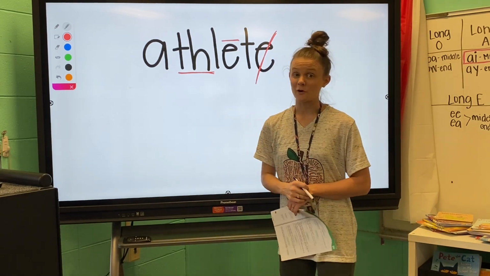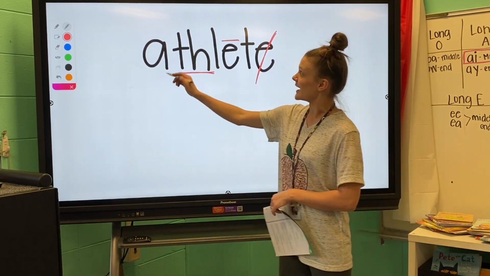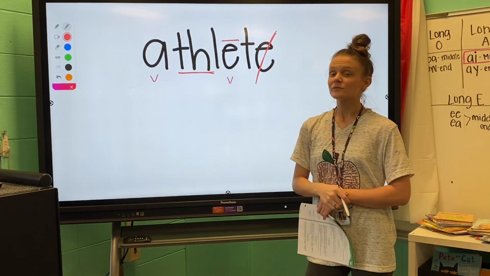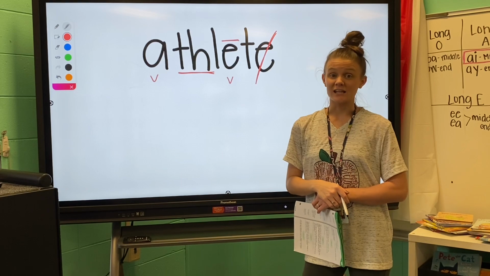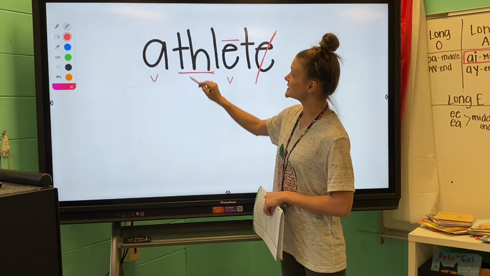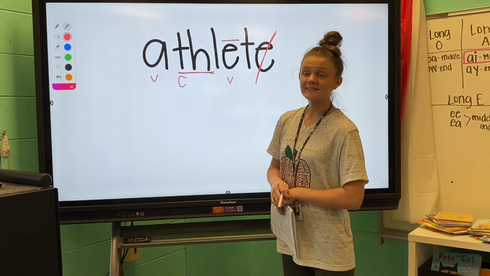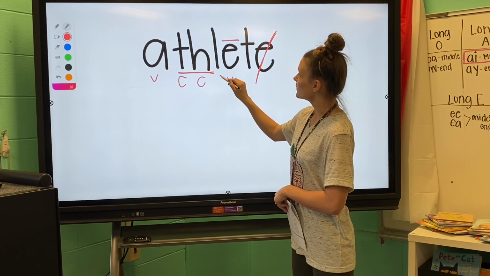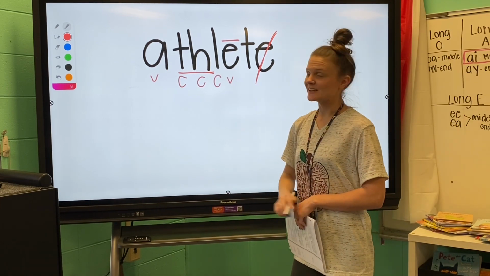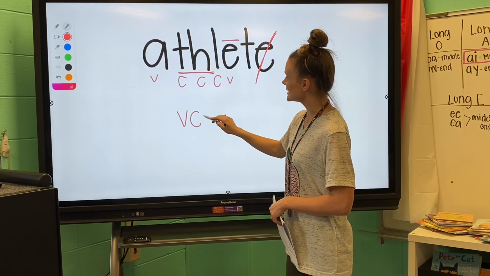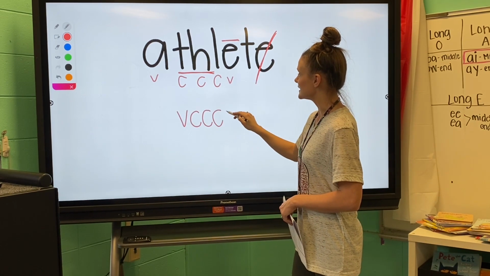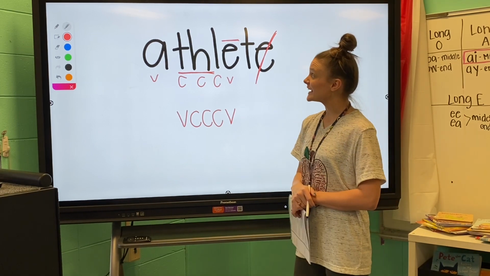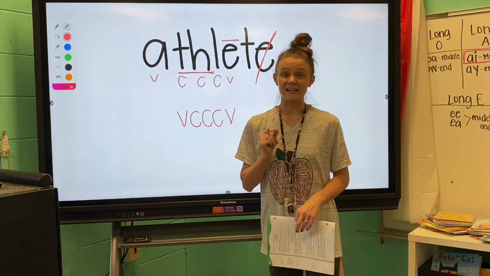It's time to look for our vowels. So letter A is a vowel and letter E is a vowel. Now we can label the letters in between. So we have letter T, which is a consonant, letter H, which is a consonant, and letter L, which is a consonant. So again, we have the V, C, C, C, V spelling pattern. So we have to decide, where does our line go?